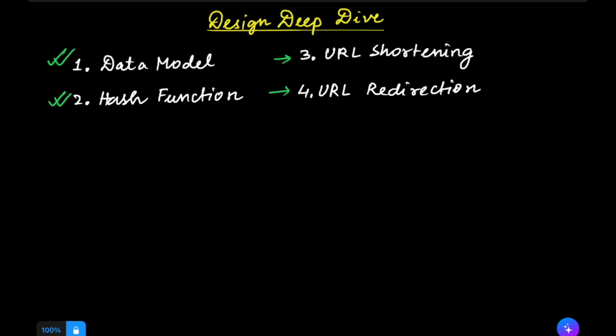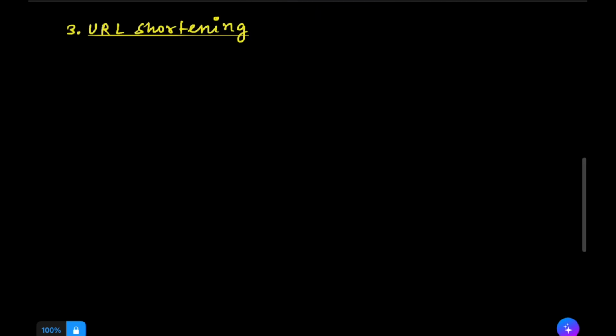So let's look into them individually: what is URL shortening and how does it happen. In the previous video we discussed the base62 conversion method, so we will follow that to generate our short URL. Let's look into a flow diagram of how this URL shortening happens, and we'll get a good picture of how it works.